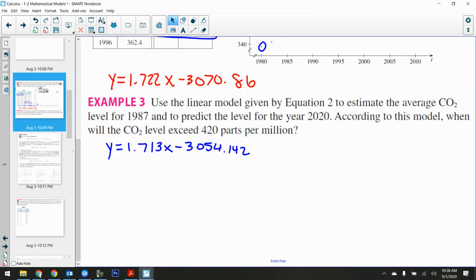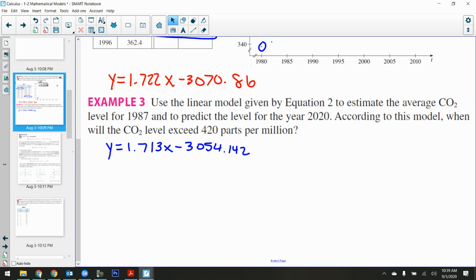All right, so there's my model. I'll bring it down here. It says use the linear model in equation 2, from example 2, to estimate the average CO2 level for 1987 and predict the level for 2020. According to this model, will the CO2 level exceed 420? When will the CO2 level exceed 420 parts per million? So there's a couple different questions going on here.